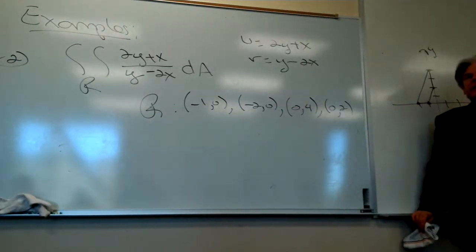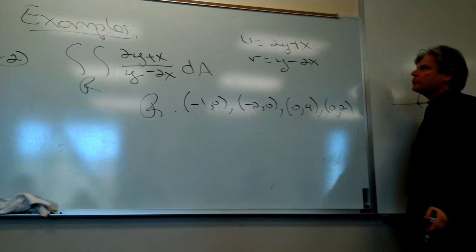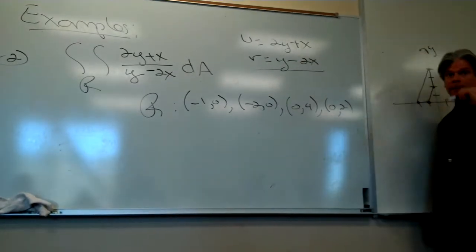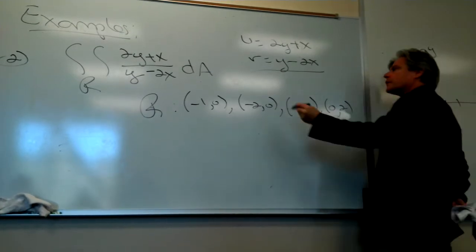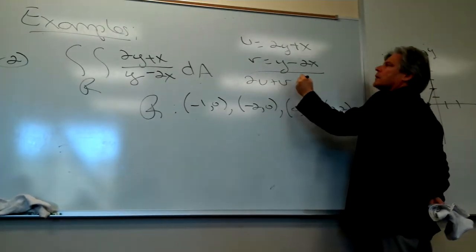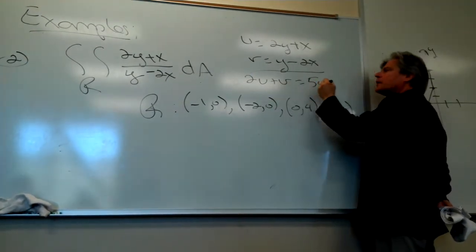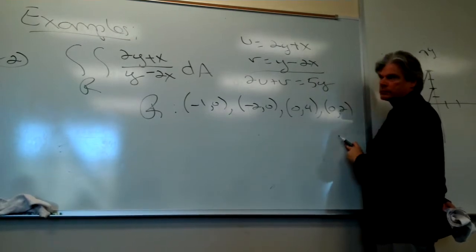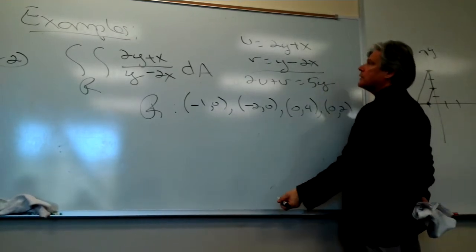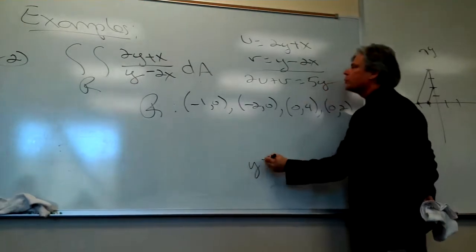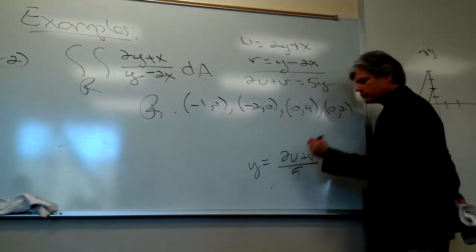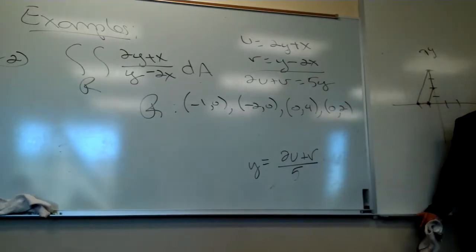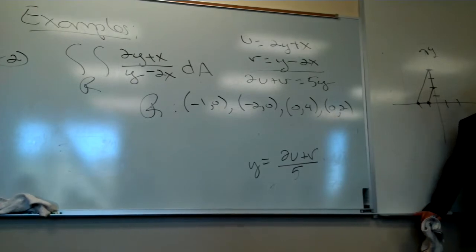So, let's use math B again. I think if I were to multiply the first equation by 2 and add it to the second, wouldn't it tell me that 2u plus v is equal to, is that a 5y? Which means I think y can be interpreted as nothing more than (2u plus v) all over 5.